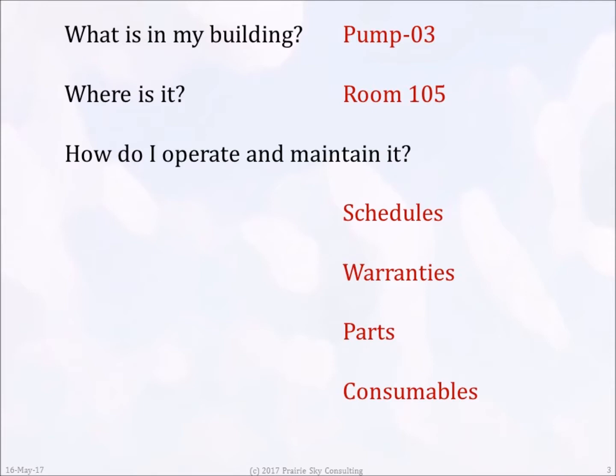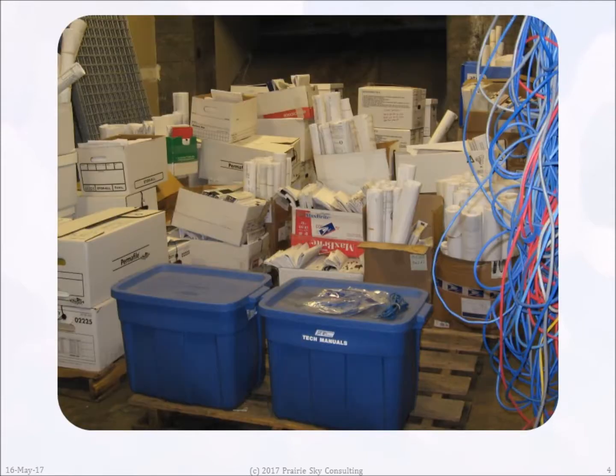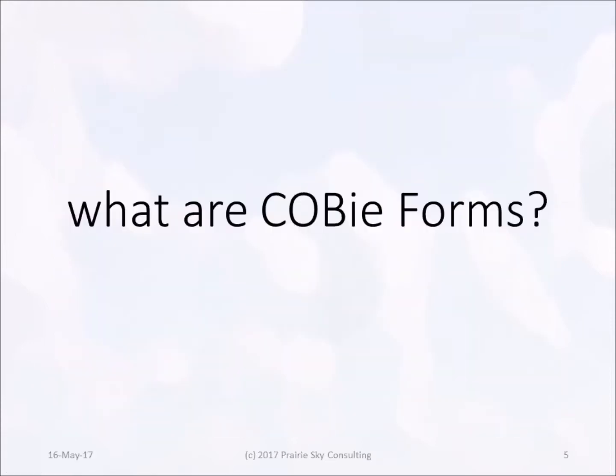Answered another way, COBie is just a list of equipment in the building, where that equipment is located, and how to operate the equipment. Now, we've already delivered that on almost every building project we've ever seen, right? So what's so special about COBie? Well, the real value of COBie is that it can be used to replace almost everything in this expensive mess of paper documents that we typically hand over. So now let's talk about what it takes to transform that mess of paper into standard data.